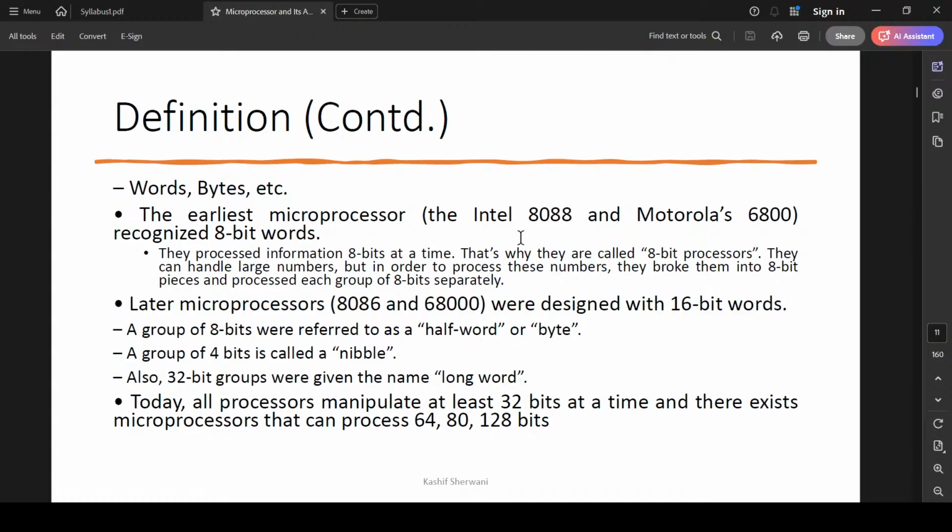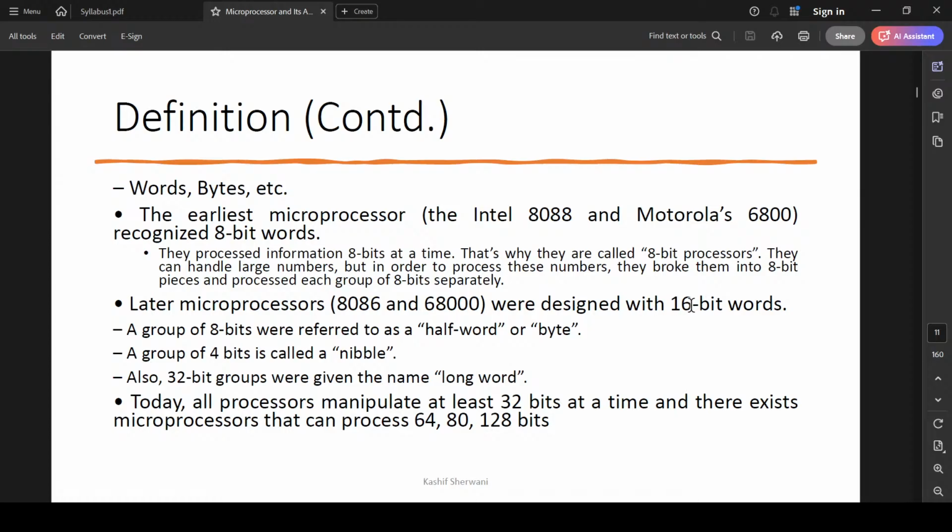After these two, there comes the 8086 and 68000. That was of 16-bit words. A group of 8 bits was referred to as a half word or byte. Now the 8 bits become the half word because 16-bit is introduced. So the 8 bits become a half word or a byte. And 4 bits is half of half. So no, we will not call it quarter. We will just call it nibble. Also, 32-bit groups were given as long words.